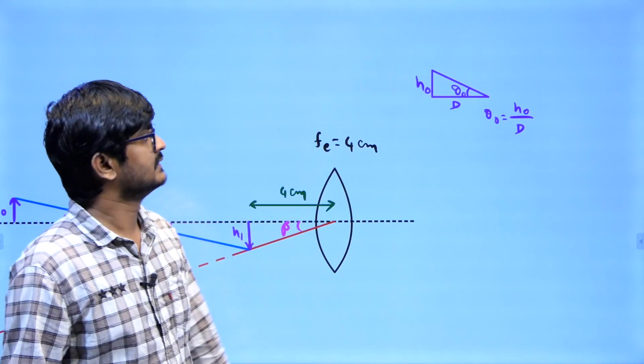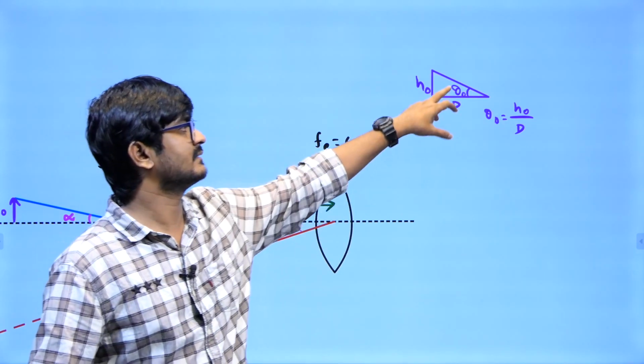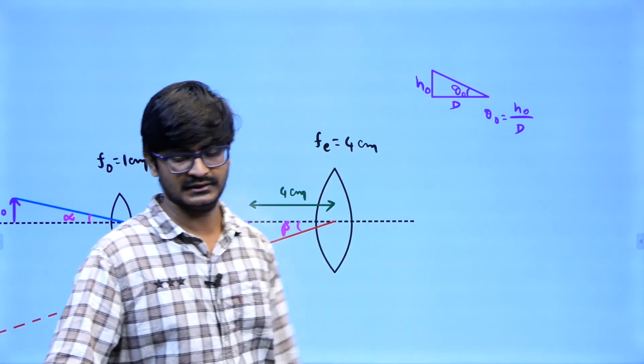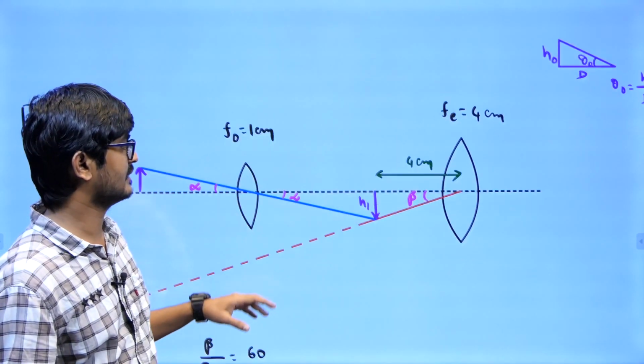Now this is what will happen when lens is not there. If I am bringing an object, the maximum angle that can be subtended is height of the object by 25. Now I will be using it to find the angular magnification. Now let me keep it there. Now I will be coming into the question.